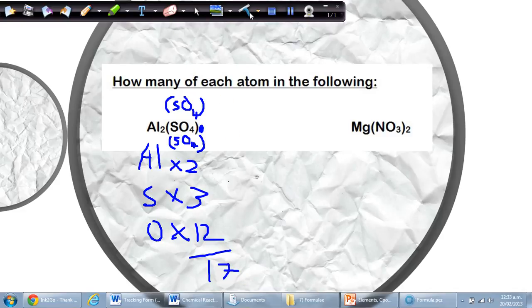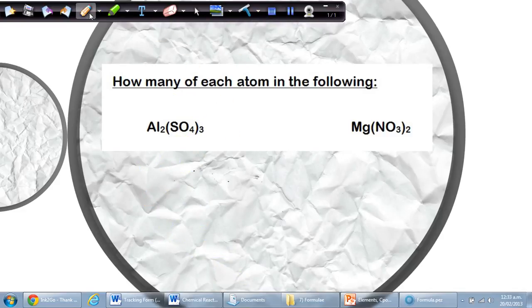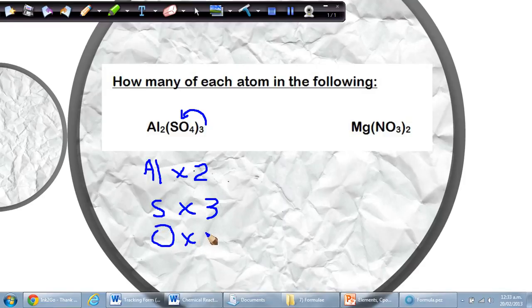Now I'll run through that one again, doing it the other way. So again, we can go aluminiums. We've got 2 of those. And now this time I'll do it the other way, times everything in here by 3. So sulfur, we've got 3 sulfurs. And we've got 4 oxygens in there, times by 3. 4 times 3, oxygen is 12. So there's 4 inside, 3 lots of 4 is 12. So here again, 2 and 5 and 12, same answer, 17. Alright, fantastic. Let's do the other one over here.